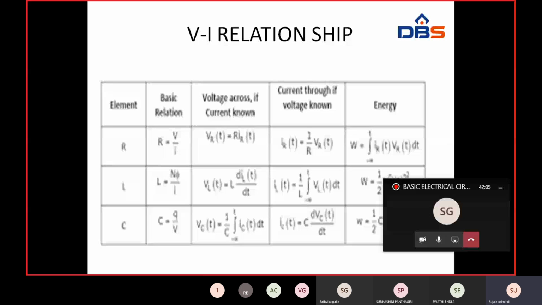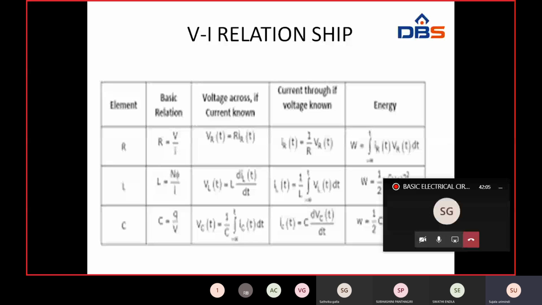Power is nothing but watts. Watts is equal to voltage into current, which is the power. The energy stored in an inductor is always half L i square. Similarly, the energy stored in a capacitor is half C V square.